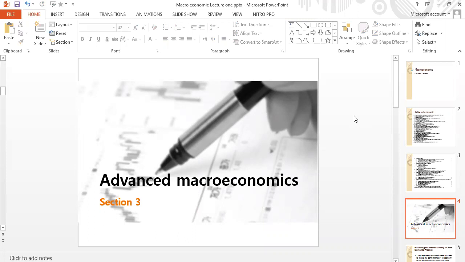This is section 3 of our interesting topic, Advanced Macroeconomics. Today we will cover the concepts of GDP and how to calculate it, and the function of production and Cobb-Douglas.